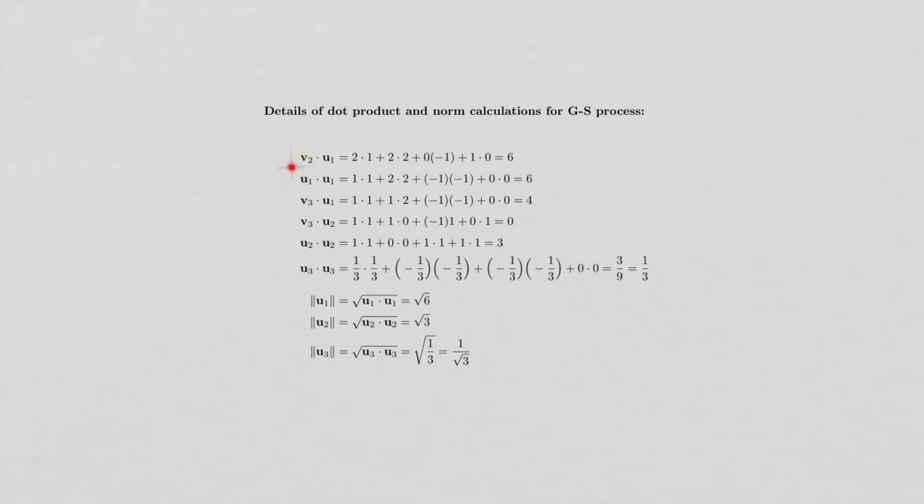For w1, we compute the norm of u1, which turns out to be root 6. So we simply divide u1 by root 6 to get w1. The norm of u2 is root 3, so we divide u2 by root 3 to get w2. The norm of u3 turns out to be 1 over root 3, so we divide u3 by 1 over root 3, or simply multiply u3 by root 3 to get w3. And then we have our orthonormal basis for the column space of A. As I mentioned earlier, here are the details of all the calculations in that previous example, all the dot products and the norm calculations for reference.